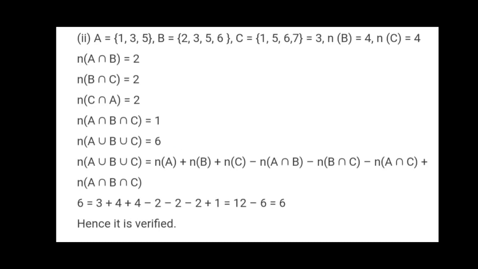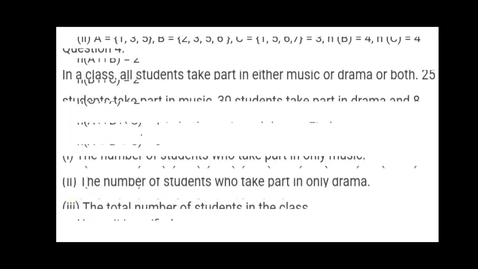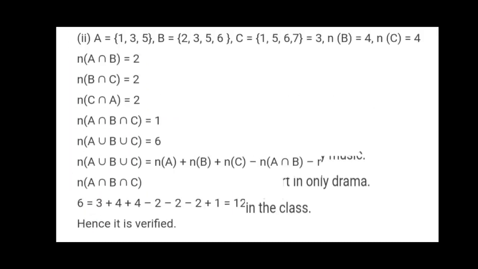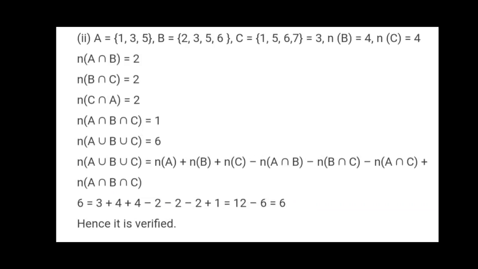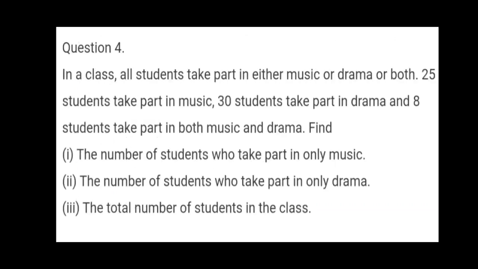And just substitute in the left hand side as well as the right hand side. So left hand side value is 6 and right hand side 3 plus 4 plus 4 minus 2 minus 2 minus 2 plus 1, that is 12 minus 6 equal to 6. So both the left hand side and right hand side values are 6, hence verified. Then come to the fourth question.